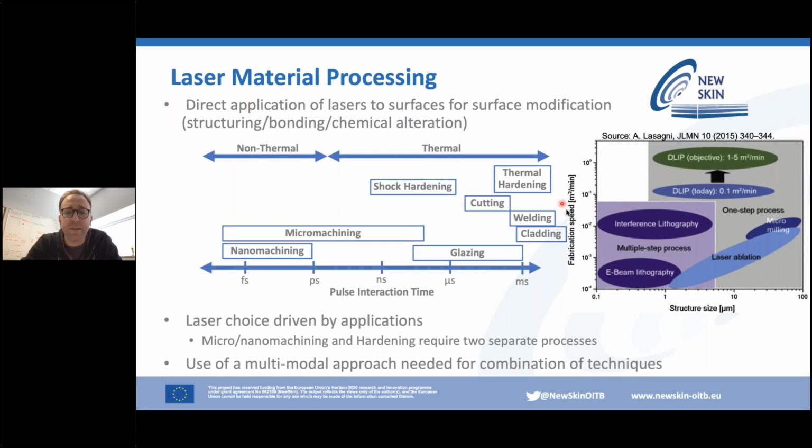And the choice of the laser is very much driven by the application we're looking at. If we look at laser thermal hardening or welding, it's a very different process space to that of micromachining or nanomachining. So the two processes cannot be done with the same light source, and so combining two light sources into a single process gives us this multimodal approach that's needed.